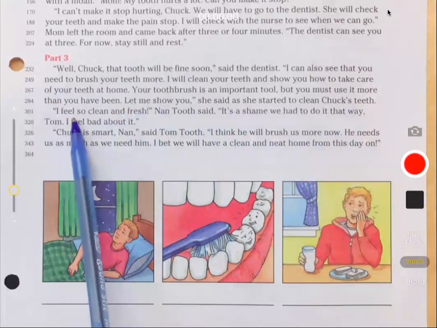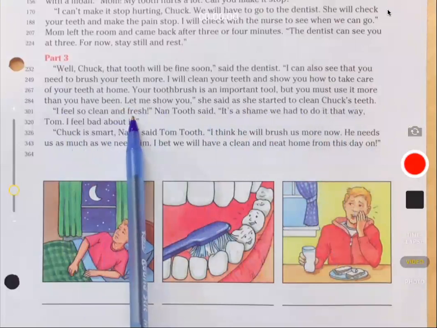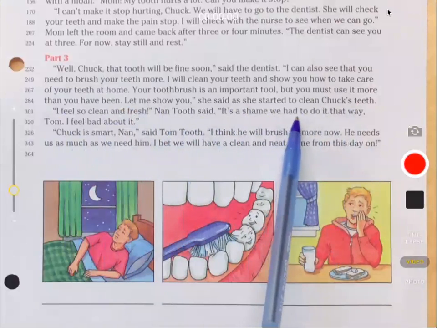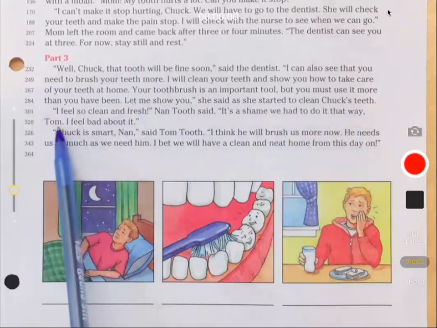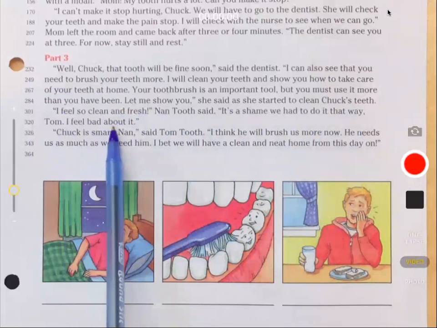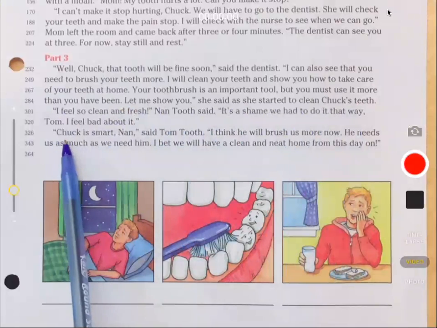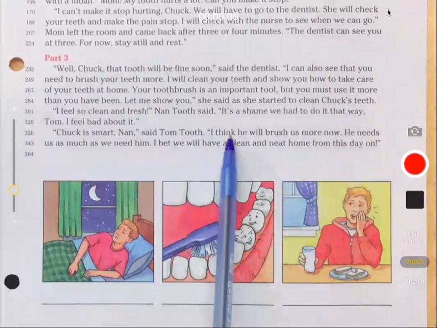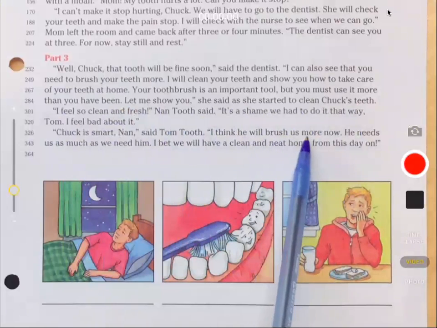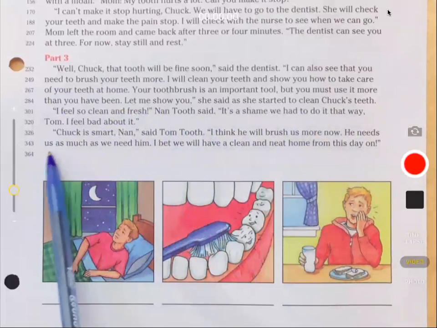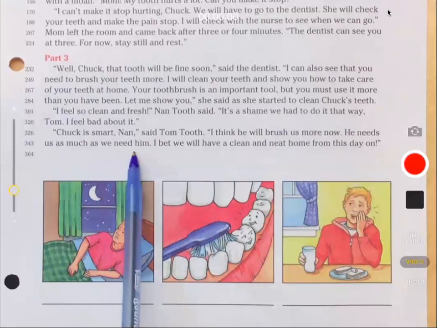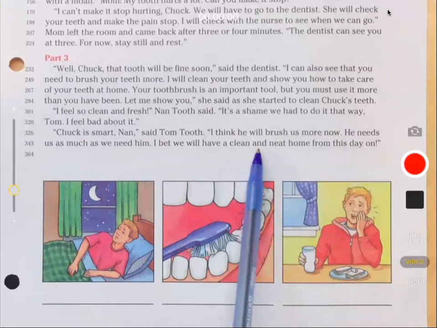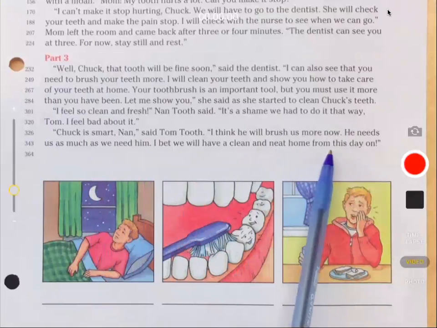I feel so clean and fresh, Nan Tooth said. It's a shame we had to do it that way. Tom, I feel bad about it. Chuck is smart, Nan, said Tom Tooth. I think he will brush us more now. He needs us as much as we need him. I bet we will have a clean and neat home from this day on.